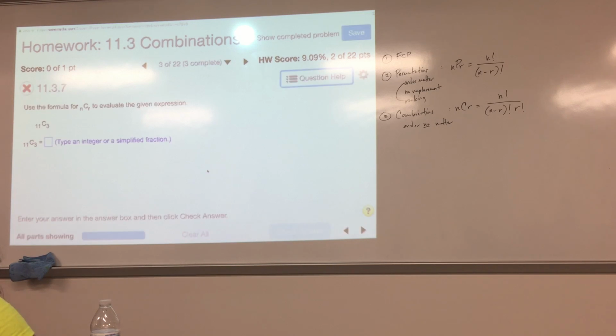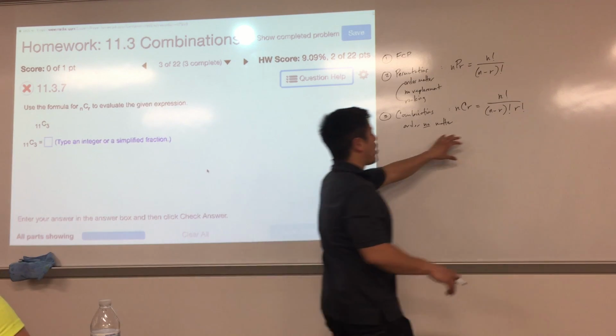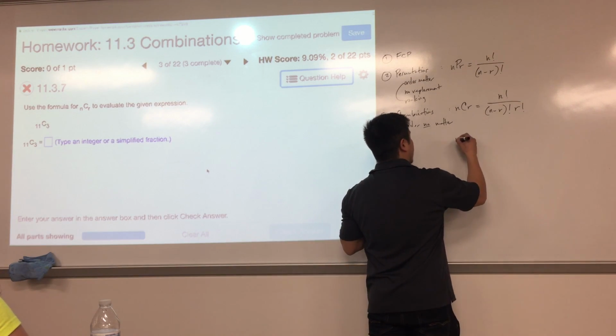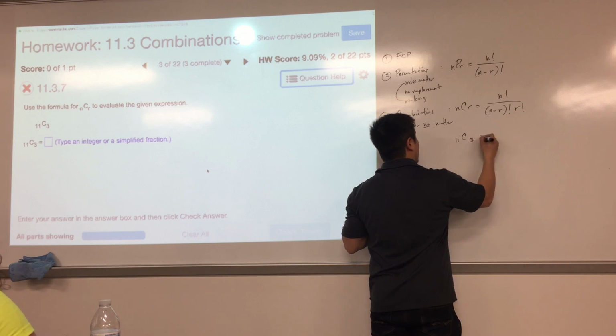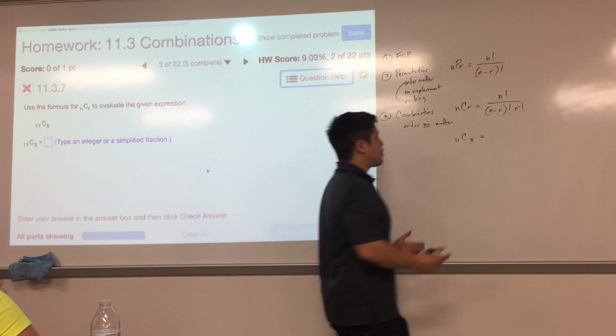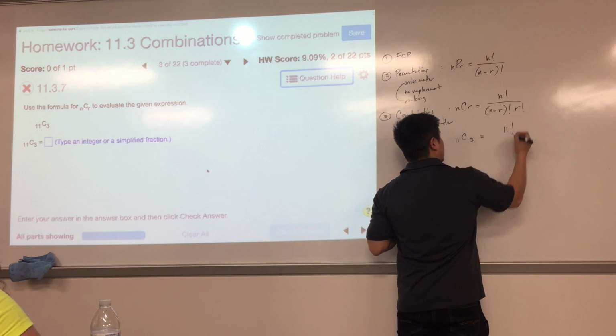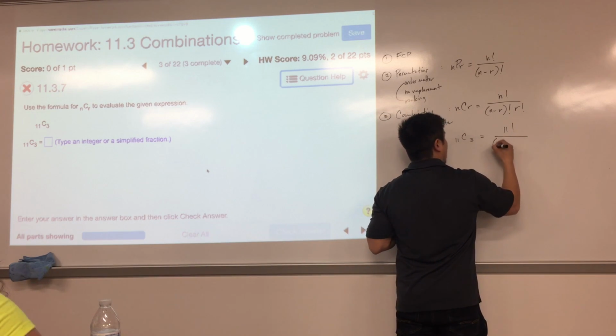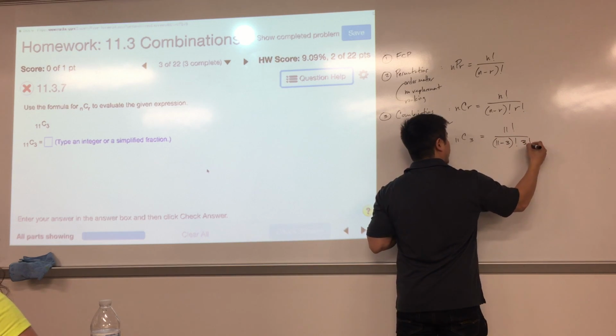So let's take a look at this. 11C3. So I'm going to do that problem over here. That way you can see how it applies to the formula, or the formula applies to the problem. So let's take a look at the setup. 11 factorial, your n. 11 minus 3 factorial, 3 factorial.